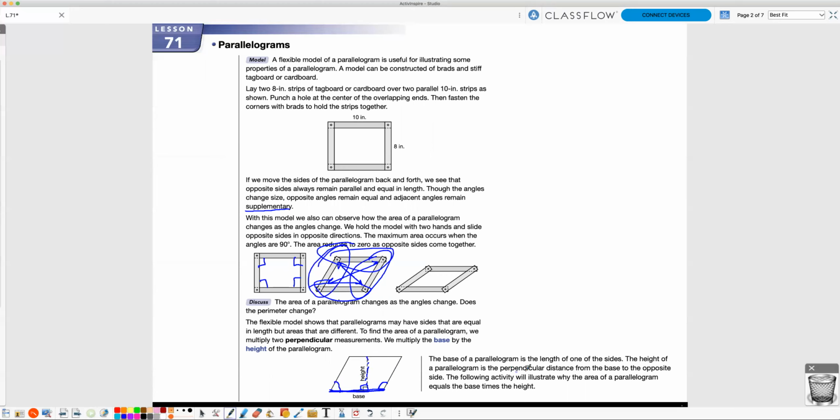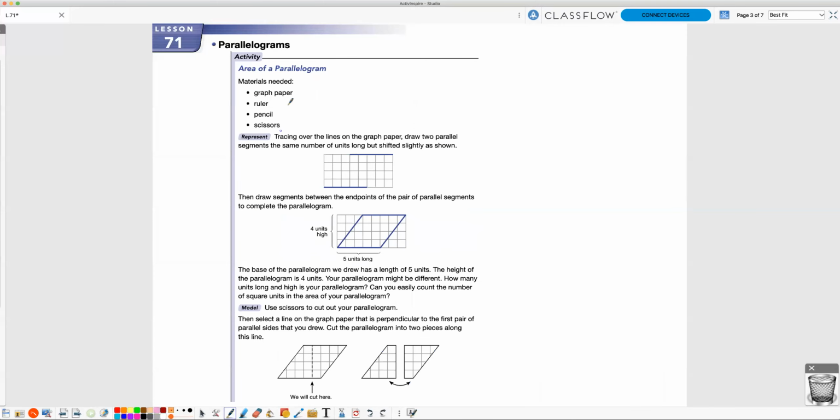So the base of a parallelogram is the length of one of the sides, and the height of the parallelogram is the perpendicular distance from the base to the opposite side. The following activity will illustrate why the area of a parallelogram equals the base times the height. If you have a piece of graph paper, a ruler, a pencil, and scissors, you could trace over the lines on the graph paper, drawing two line segments that are the same number of units long, but shifted slightly as shown, like this one.